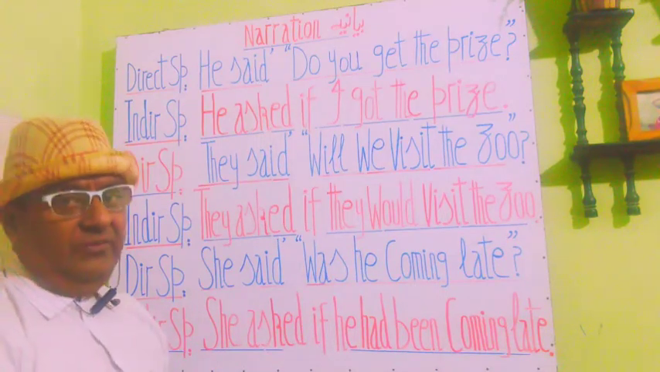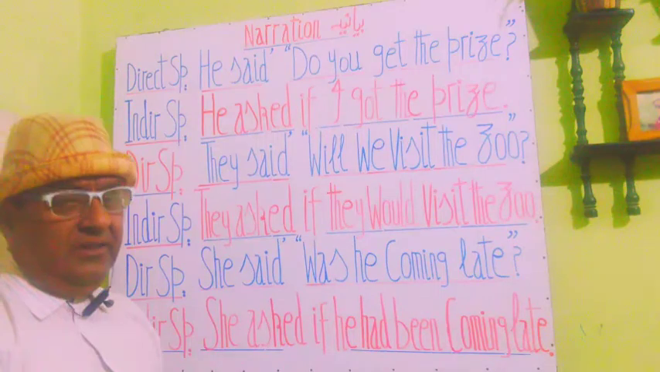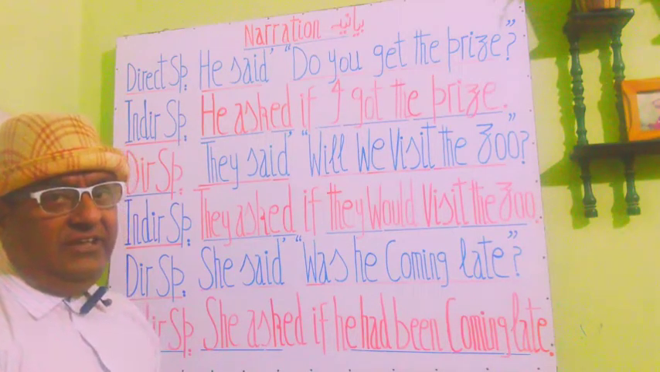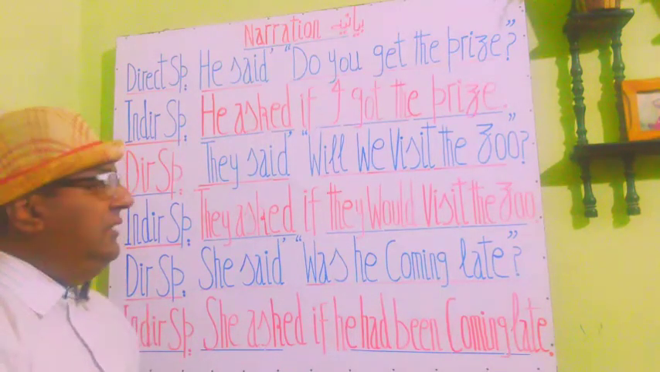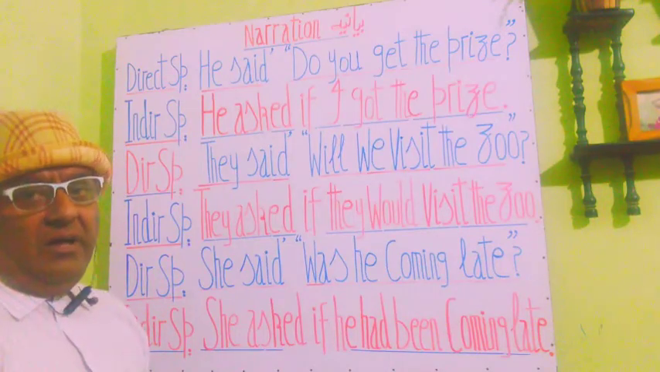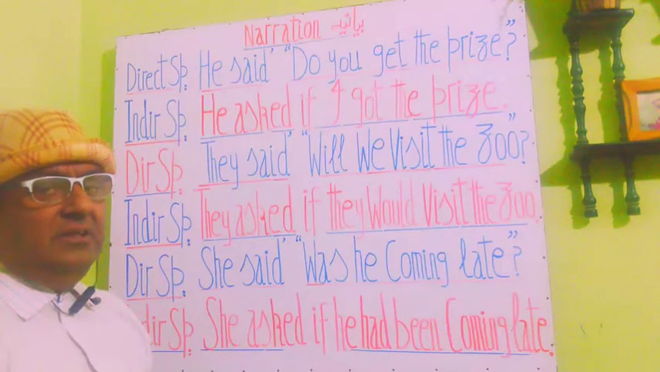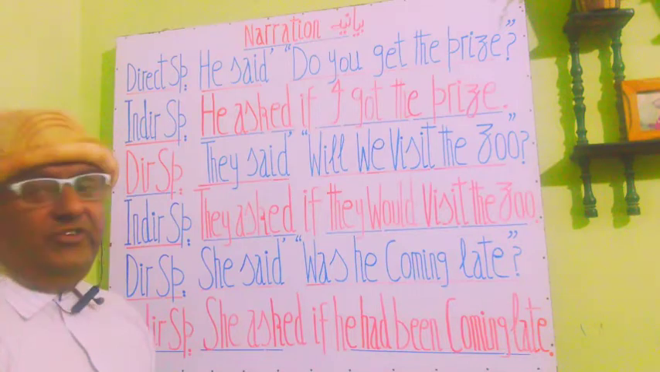Hey guys, you have seen the second direct speech statement, which is they said, and inside the commas you see, will we visit the zoo?